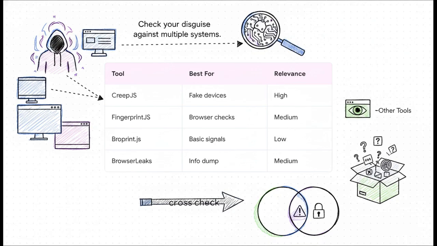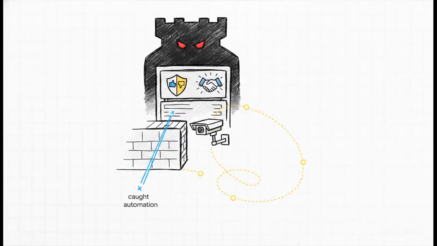manual info dump. The takeaway here? Passing CreepJS does not mean you're invisible everywhere. What passes one system might completely fail another, so cross-checking is absolutely essential before scaling up. And then you have the hidden bosses. These are the checks that literally no fingerprint spoofer can hide you from.